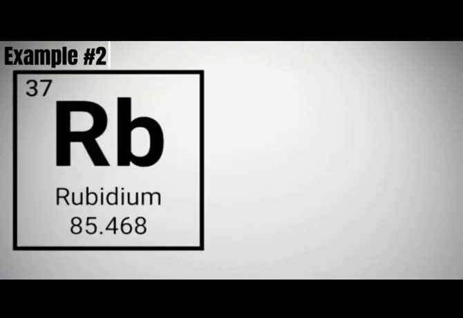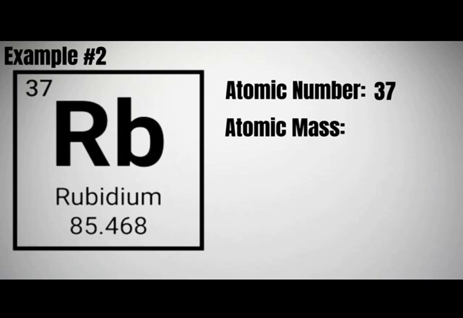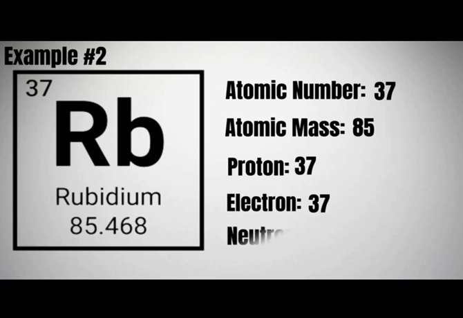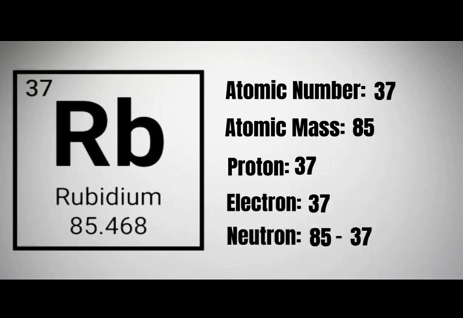Example is rubidium. The atomic number is 37, the atomic mass is 85, then the proton is 37, electron 37, neutron is 85 minus 37, then the final answer is 48.